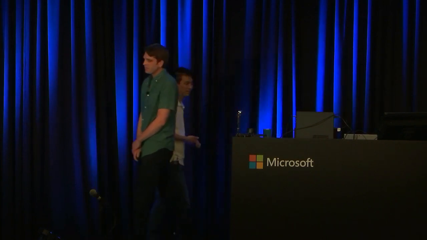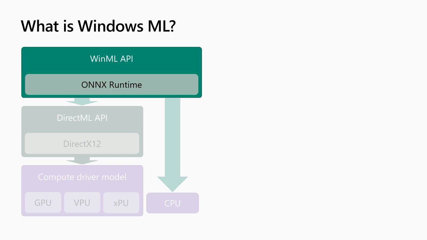Thanks, Simon. So, what is Windows ML? Windows ML is an inference engine that we built in to Windows 10, meaning you don't have to worry about deploying a machine learning framework or engine with your app. All you need to do is provide a trained machine learning model, and WinML will provide the best inferencing experience across the breadth of Windows devices.